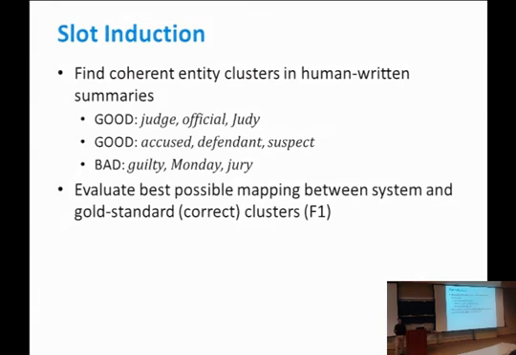So the first task is a slot induction task. Here we want to find entity clusters that are coherent in the human written summaries in this dataset. An example of a good cluster would be one that's coherent, say judge, official, and Judy, if Judy happens to be named the judge. Or say accused, defendant, and suspect. Whereas a bad cluster would mix together entities of different types, like guilty, mundane, and true. Following standard evaluation protocol of unsupervised methods, we first compute the best possible mapping between the system and gold standard clustering, and then compute the final evaluation measure on that best possible mapping in terms of F1.